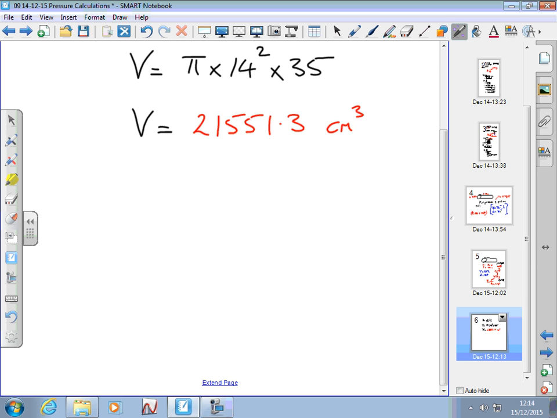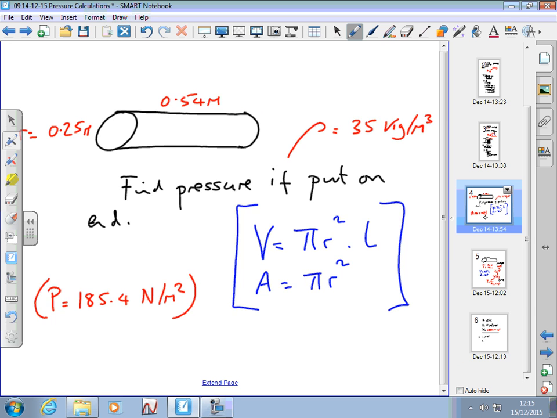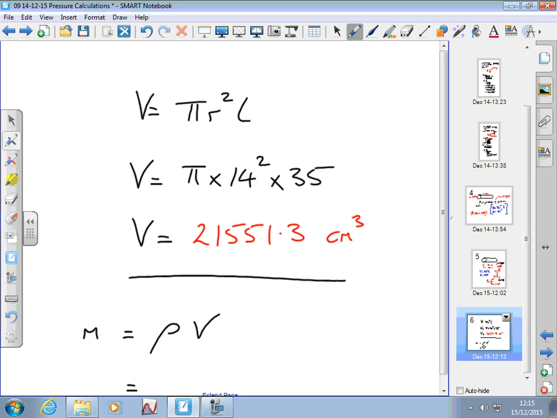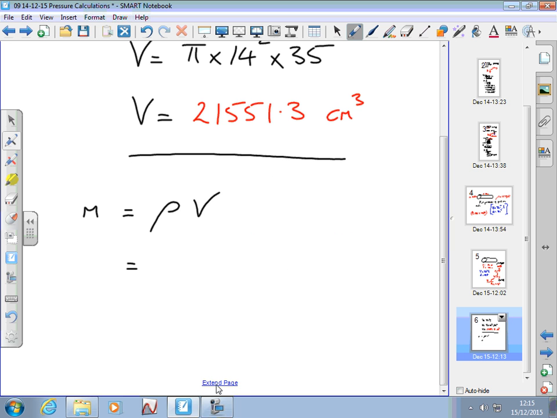Now I work out the mass. So the mass is the density times the volume. Again, write down the formula and then put in the numbers. The density is 35. Oops, sorry, wrong question. The density is 45 grams per centimetres cubed, times the volume, which we've worked out as 21,551.3. The density is in grams per centimetre cubed, and my volume's in centimetres cubed, so the units are correct.